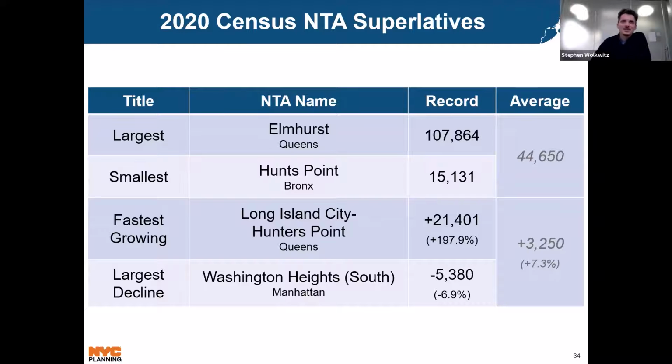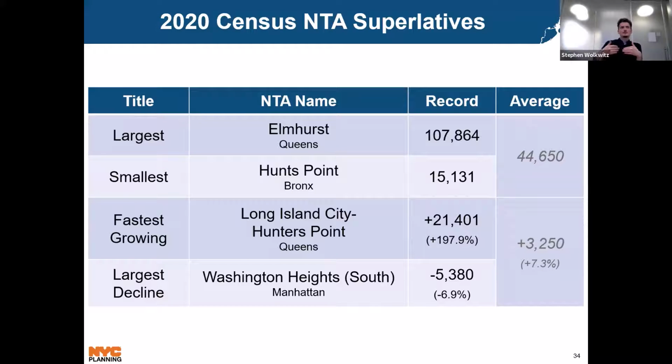And the smallest NTA population-wise is Hunts Point in the Bronx. And we were a little worried about this one because remember our 15,000 minimum threshold there. And happily, Hunts Point just edged over that threshold. So we're pleased with the sample size we're getting there for the ACS.